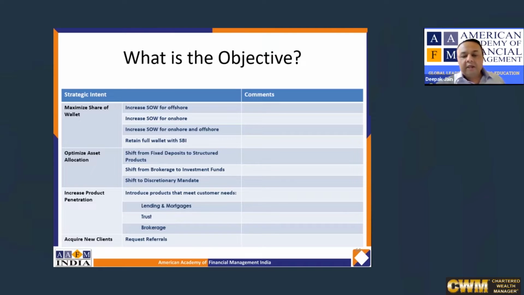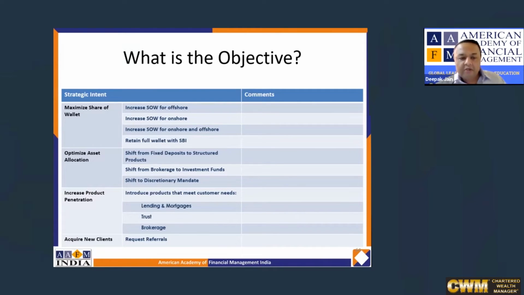Third could be increase product penetration. You want to use the current relationship to go into further products and services for the client. This is basically what you say cross-selling, upward integration, whatever you call it. Or you are meeting a client and the strategic intent is: I'll use this existing client to acquire new clients. You are requesting for referrals.